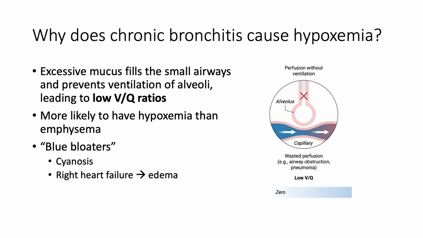So with all that hypoxemia, you get pulmonary vasoconstriction, which eventually leads to remodeling and pulmonary hypertension, and that causes right heart failure. So then they start developing edema, ascites, etc. That's why they're called bloaters.